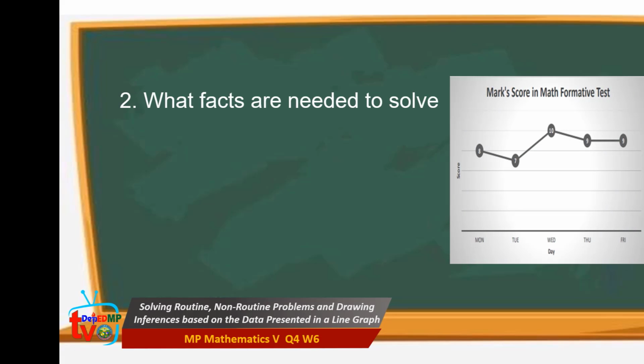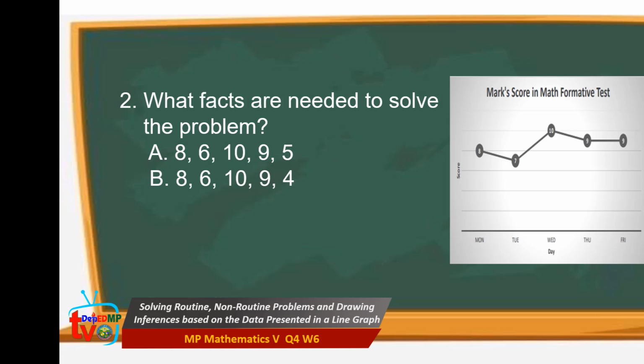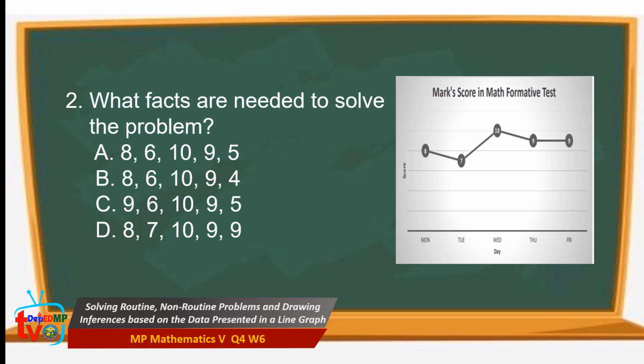Number 2. What facts are needed to solve the problem? A. 8, 6, 10, 9, 5. B. 8, 6, 10, 9, 4. C. 9, 6, 10, 9, 5. D. 8, 7, 10, 9, 9.